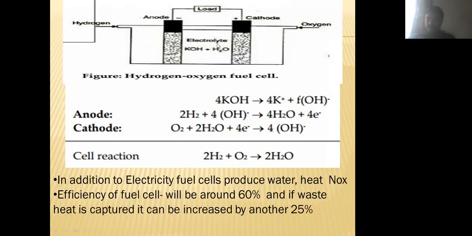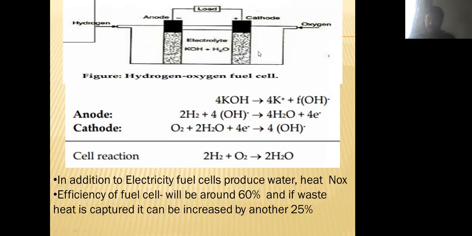Whenever the circuit is complete, only then will electricity flow. For that, the cathode and anode both need to be connected with an external load by what we call an external circuit. So this is connected outside.